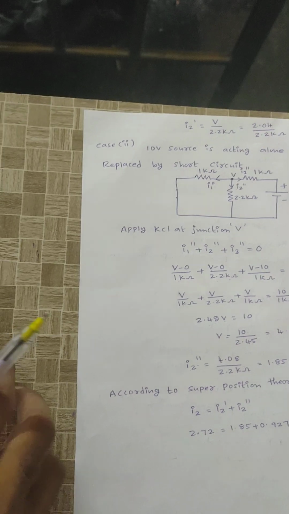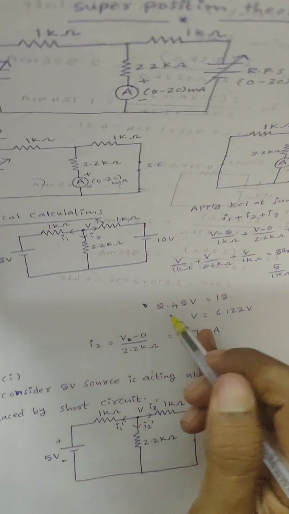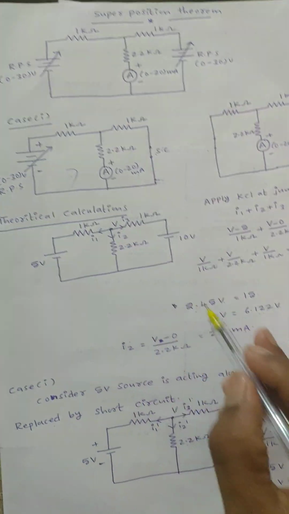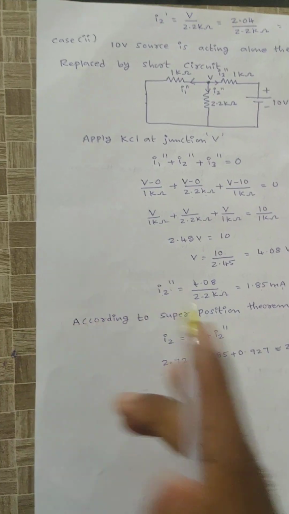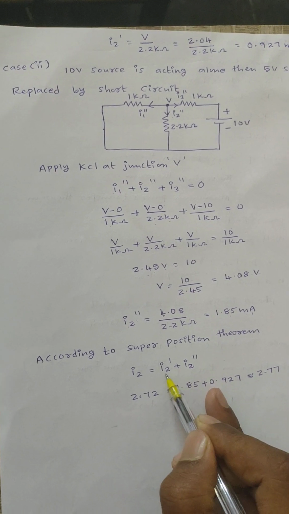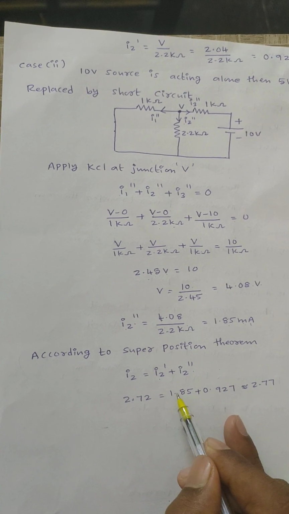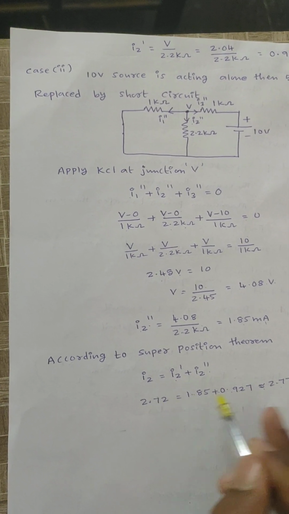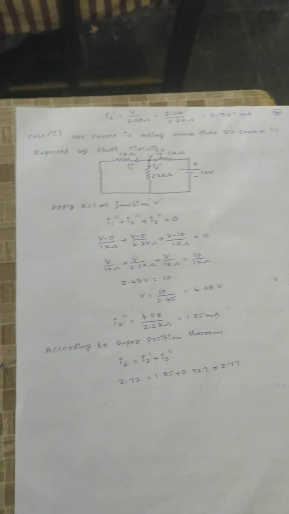Okay, according to the superposition theorem, what is the conclusion? The current flowing through any branch, that is, in the first case when we consider two sources simultaneously, the current flowing through 2.2 kilo ohm is 2.7 milliamperes. That is equals to the algebraic sum of all currents when we consider each source separately. First case current is I2 dash, second case current is I2 double dash, that is 1.85 plus 0.927, that is 2.77, approximately 2.72 is equals to 2.77. Hence superposition theorem is verified, right?